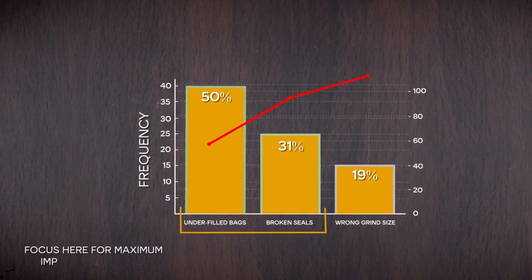As we can see here, the Pareto principle is telling us that if we fix underfilling and sealing, we'll eliminate 80% of our problems. To sum this up, the Pareto chart helps us focus our energy where it matters the most.